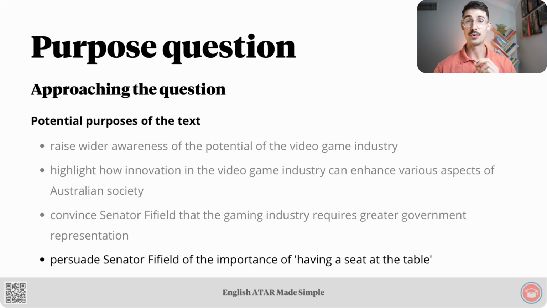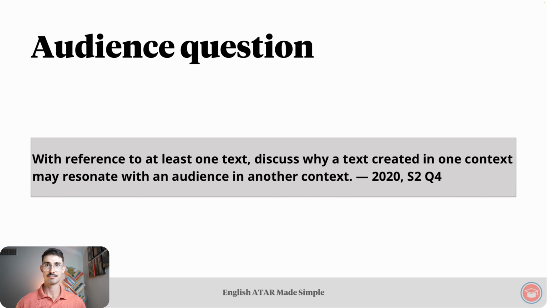Before we move to an audience question, I want to reiterate that we would just pick one of these purposes in answering this question, because the question specifies the word purpose, meaning we must address that concept in its singular form. Audience question: with reference to at least one text, discuss why a text created in one context may resonate with an audience in another context.